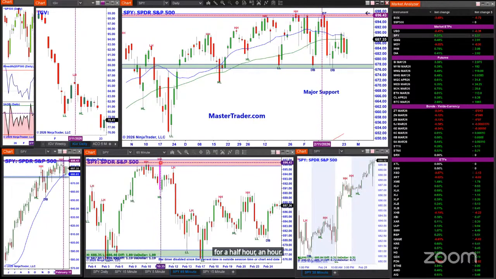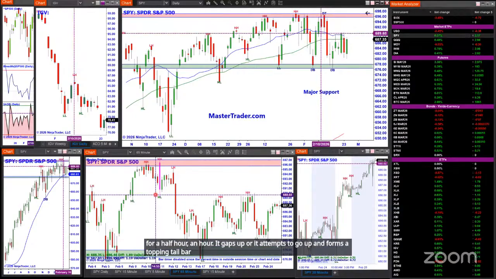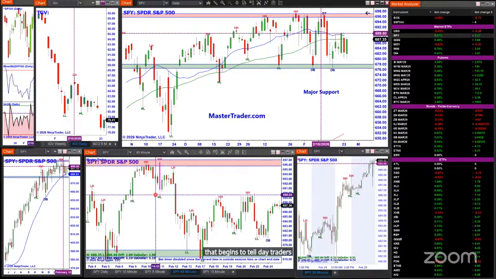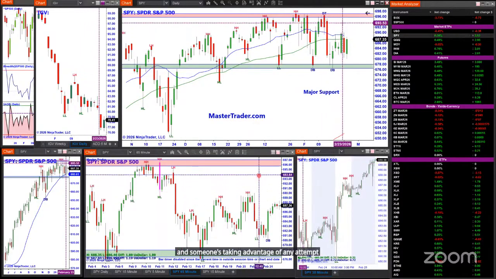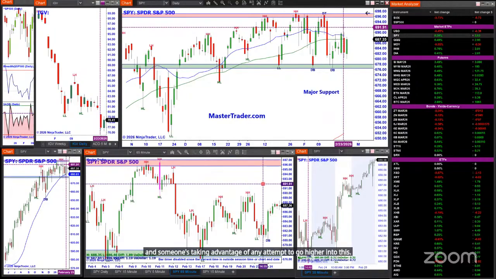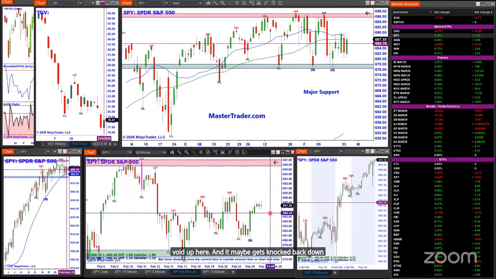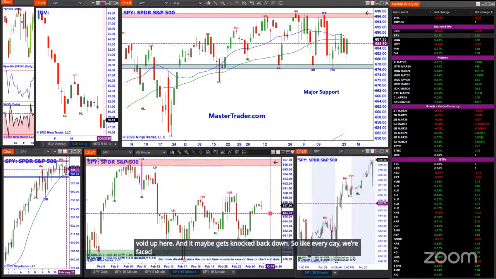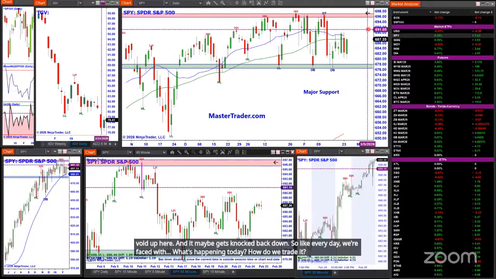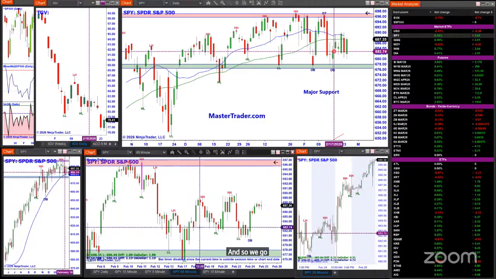It gaps up, or it attempts to go up, and forms a topping tail bar and gets rejected. That begins to tell day traders, intraday traders, that supply is coming in and someone's taking advantage of any attempt to go higher into this void up here, and it maybe gets knocked back down. So, like every day, we're faced with what's happening today, how do we trade it? And so we go to a higher time frame, and what's our bias?